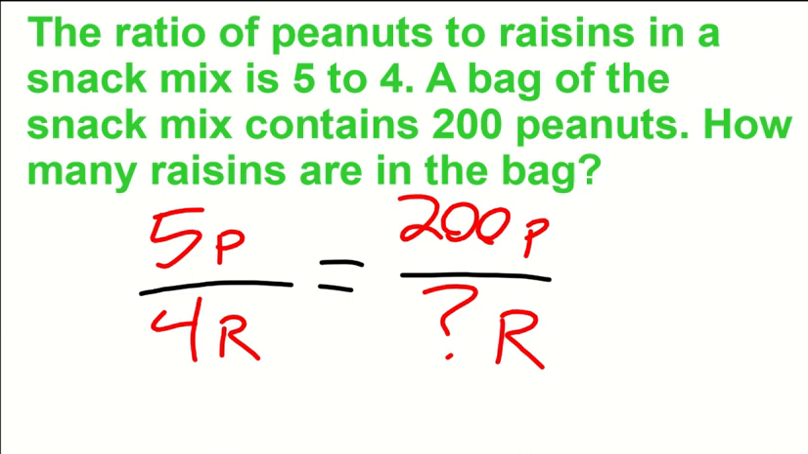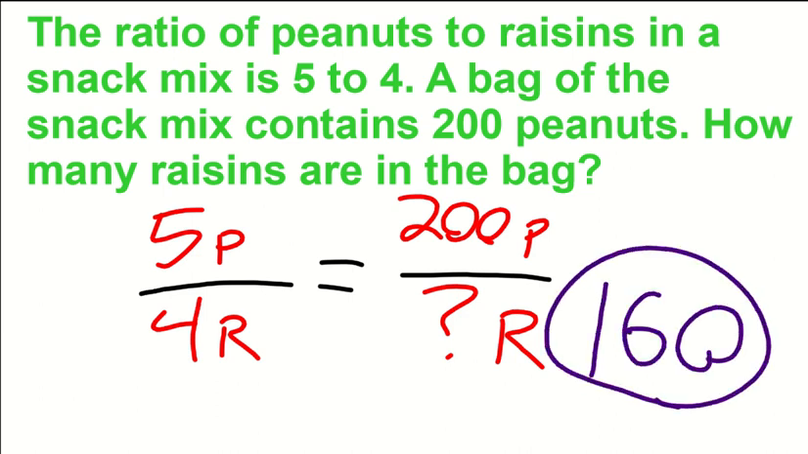Jacob, what'd you get then? 160 is correct. We got 160 raisins. That's the correct answer. Okay? Any questions on that?